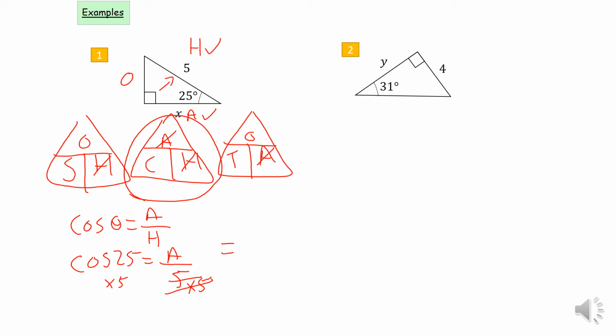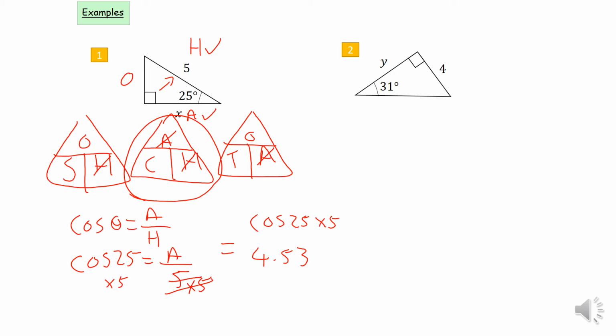So in my calculator I will need to do cos 25 times by 5, and that will give me the value of A. So turn on your calculators. When you press cos, you'll notice it will automatically open up a bracket. You will press 25 inside the bracket and close it, and then multiply it by 5, and we get 4.53 as our answer to 2 decimal places.